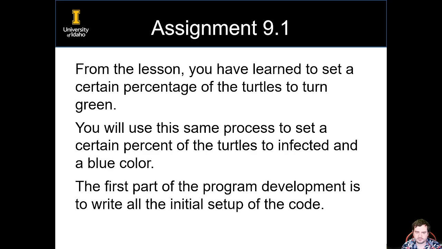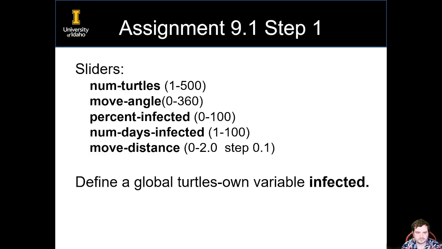And so the first part of this is to write all that initial code. We kind of have most of it. Here are some sliders that you need to have: num turtles, move angle, percent infected, num days infected, move distance, and have those turtles have this infected variable. If you know where they could go, you might want to put them in. Like I'm looking at num turtles and I think I know where that would go. Percent infected, we built that one already. These are the numbers, and it's kind of nice to do halfway in between them. So if num turtles is 1 to 500, I might put 250.